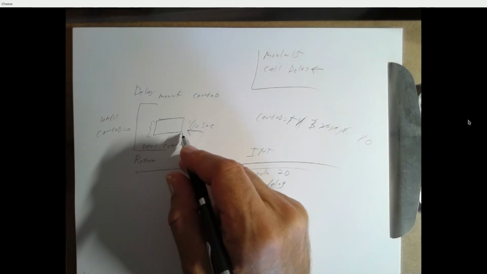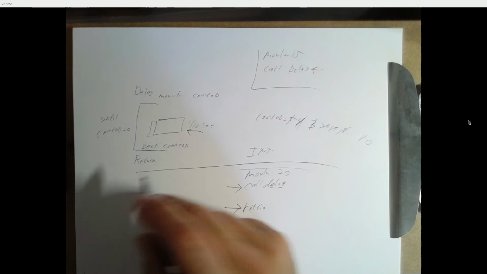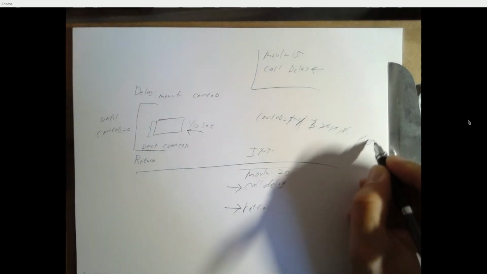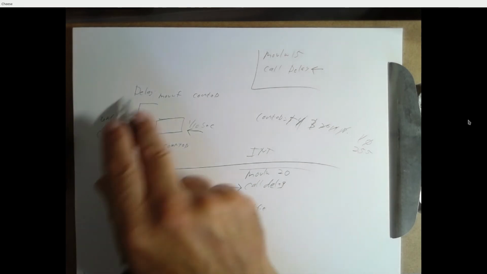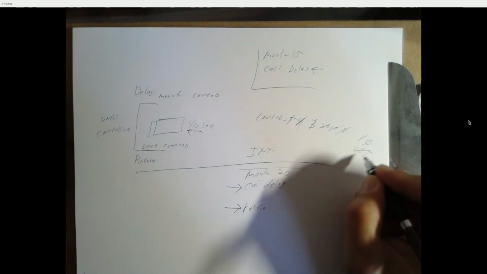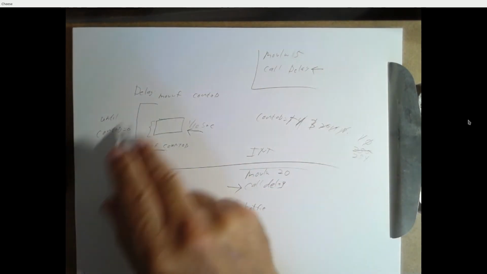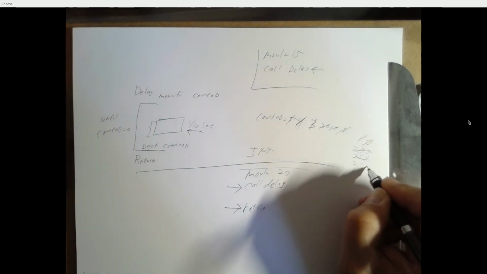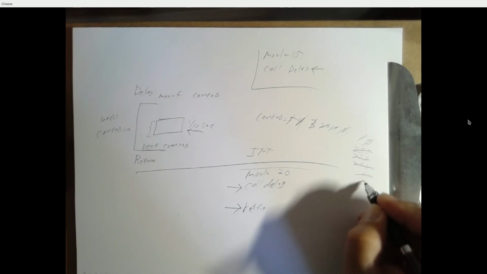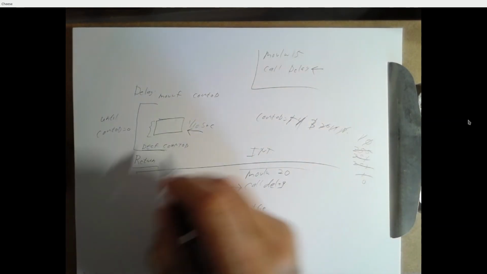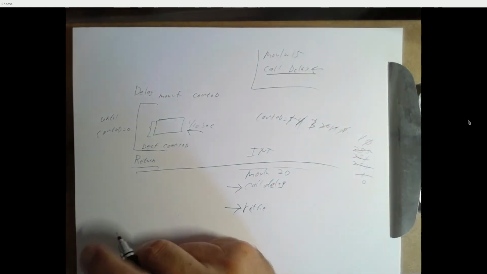What does the code in delay do? It decrements count. So this gets decremented from 0 to 255. It's not 0, so it goes back, waits another 1/10 of a second, decrements to 254, goes back, decrements to 253, and so on, all the way down until this becomes 1 and then becomes 0, and then this will return, and now you're back from your original call.